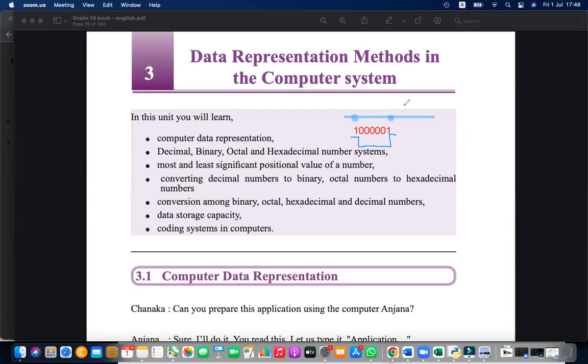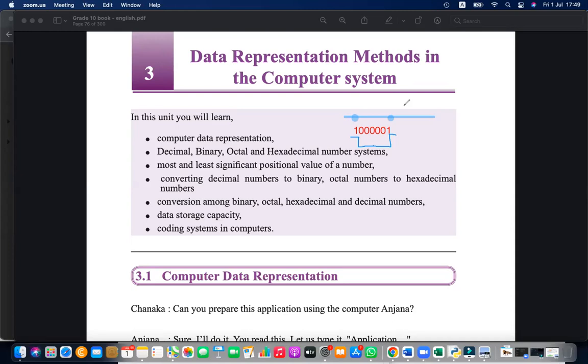Because our world, the computer cannot see. The computer's world, we cannot see directly. Okay, then we learn about the number systems, because you know number systems are very important, right? Number systems are very important in representing. So we learn about decimal, binary, octal, hexadecimal number systems.